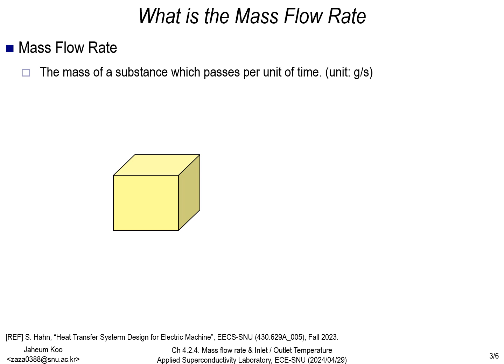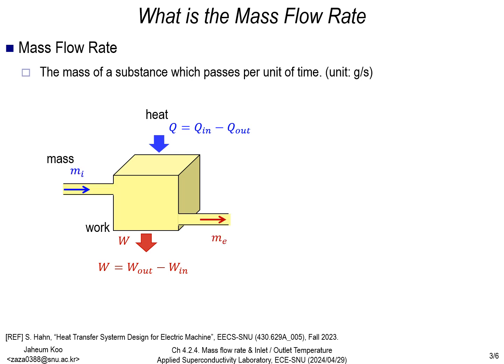In the world of classical thermodynamics, a system typically interacts with its surroundings through three fundamental components: mass, heat, and work. Here, the mass flow rate refers to the amount of mass passing through a given system per unit of time. The unit grams per second is often used.